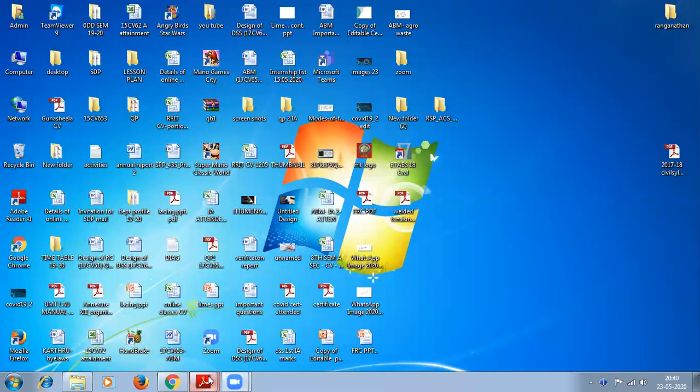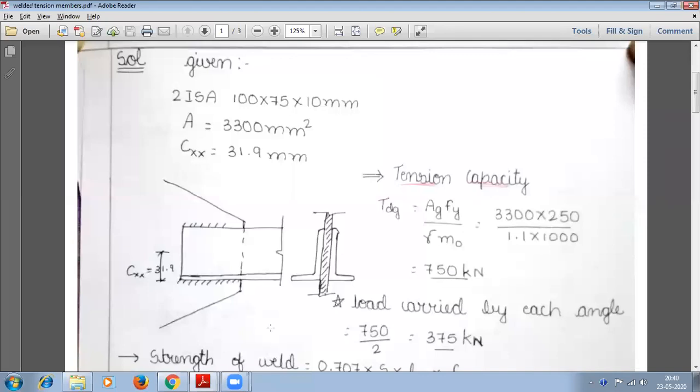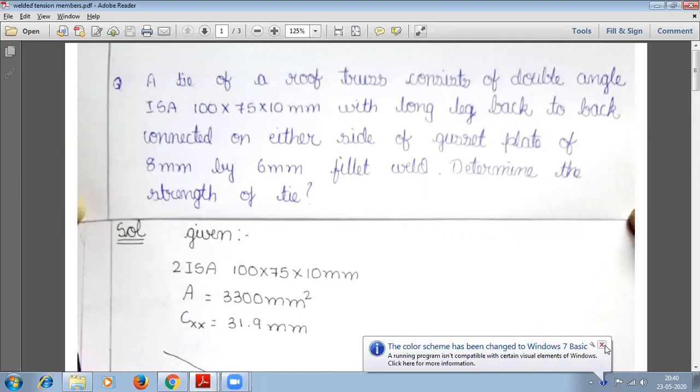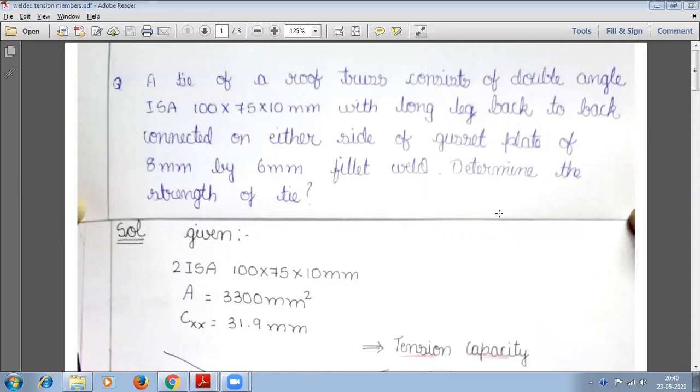So now, in the last class you have done the design of tension members by using the welded connection. Now we'll go for the welded connections. Okay, so here is the problem. A tie of a roof truss consists of double angle ISA 100 by 75 by 10 mm with the long leg back to back connected on either side of a gusset plate of 8 mm by 6 mm fillet weld. Determine the strength of the weld.